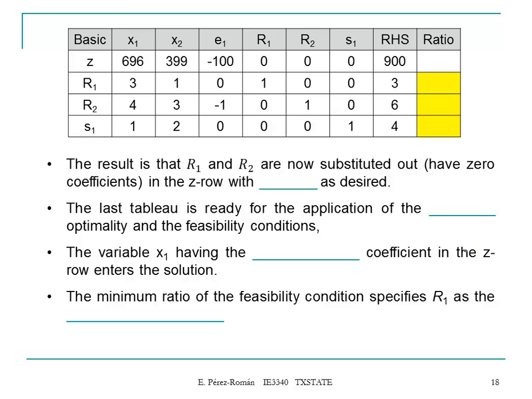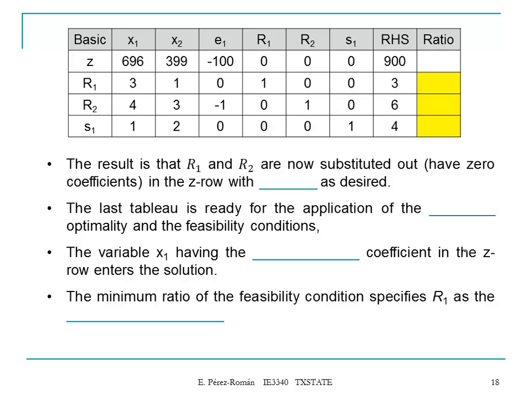So what will be the next part? The next thing is to look at which variable will leave the tableau and which variable is going to enter the tableau. For that we know that we need to apply the ratio test, but we need to identify first which is the variable that is going to enter. So this is a maximization problem, right? So what will be the variable that enters the solution?